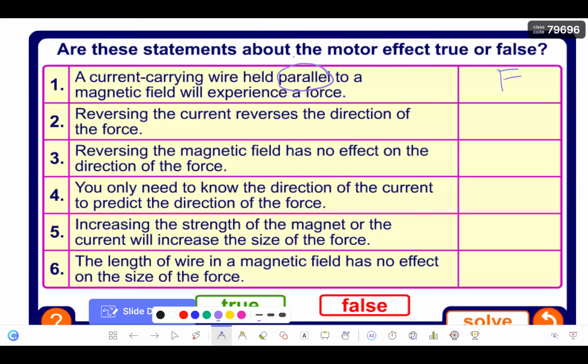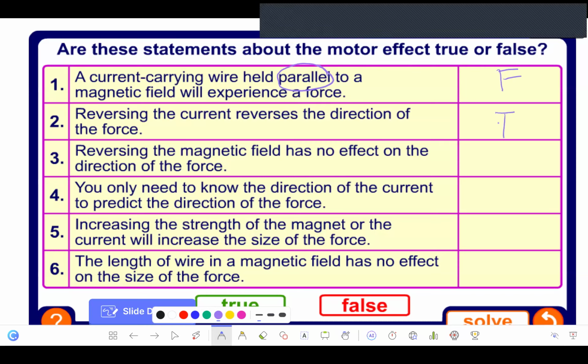Okay, next question. Reversing the current will actually reverse the direction of the force. This is true. As soon as I reverse current or magnetic field, I will reverse the force. Reversing the magnetic field has no effect on the direction. No, it has an effect. I could reverse the current, this is one of the options, or reverse the magnetic field. Only these two options to reverse the force. So this one does have an effect.